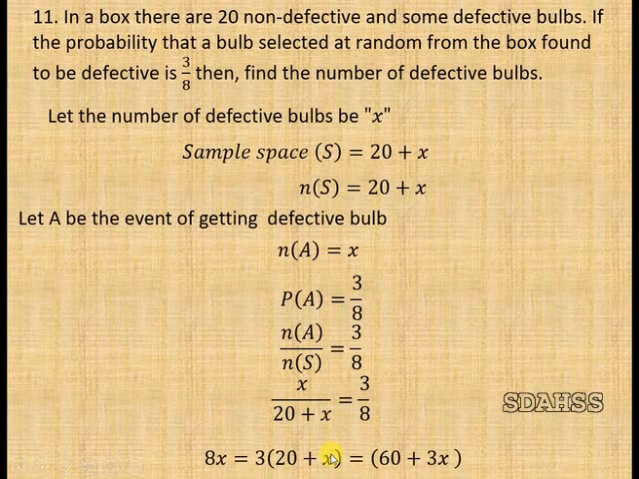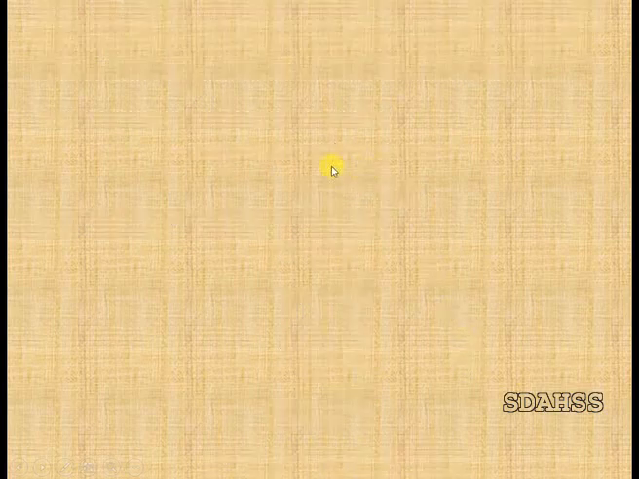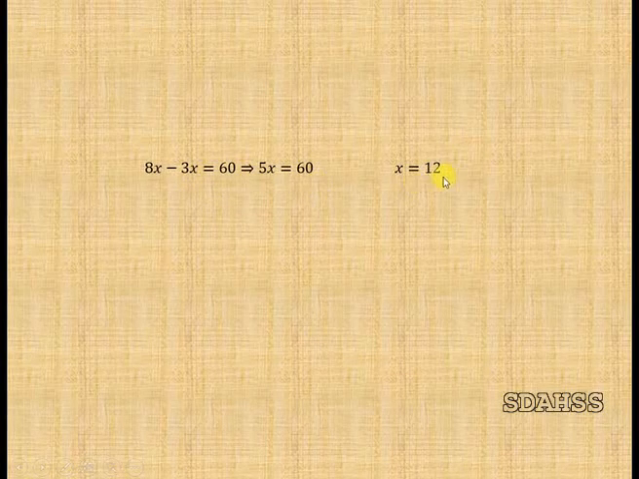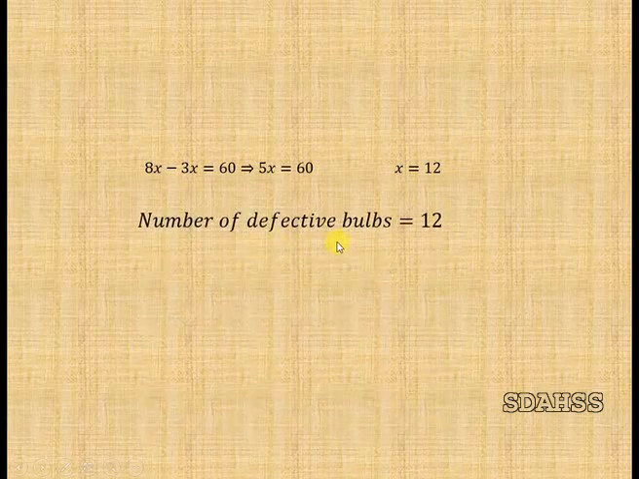Cross multiply. So you have 8x is equal to 3 into (20 plus x). Multiply 3 inside the bracket, so you have 60 plus 3x. Then 8x minus 3x is equal to 60. 8x minus 3x is 5x. 5x is equal to 60. So x is equal to 12. So the number of defective bulbs is equal to 12.